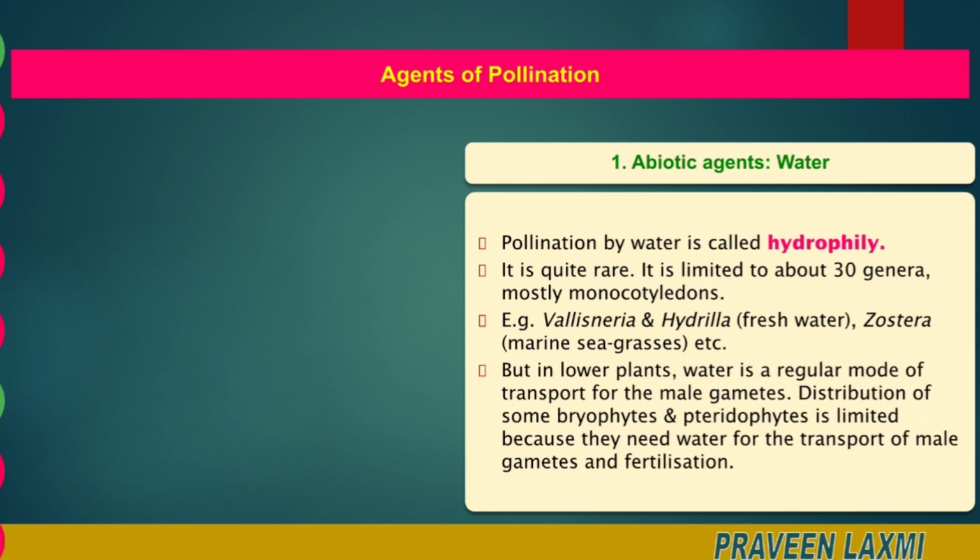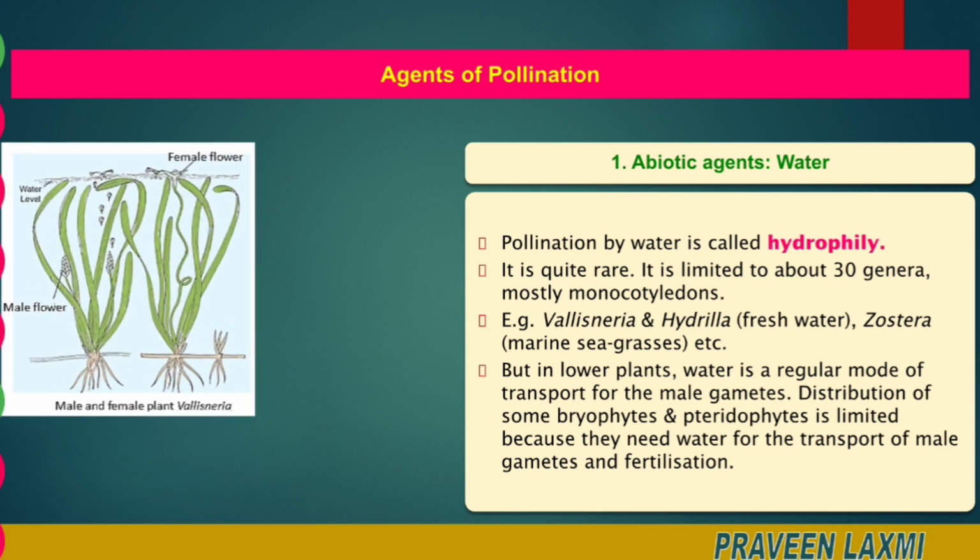But in lower plants, water is the regular mode of transport for male gametes. In 11th standard, you might have learned this when we were discussing bryophytes and pteridophytes. Yes or no? Here it is limited because they need water for transport of male gametes and fertilization. So obviously there is a need of water. They are completely dependent upon water for fertilization to occur.